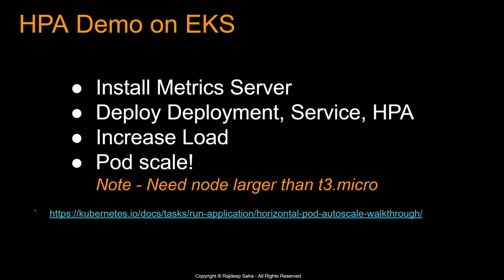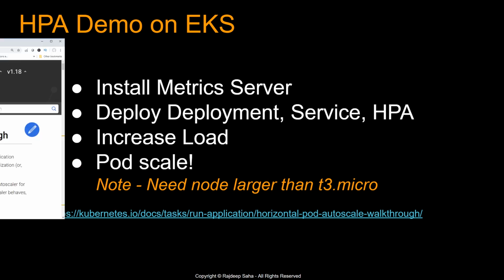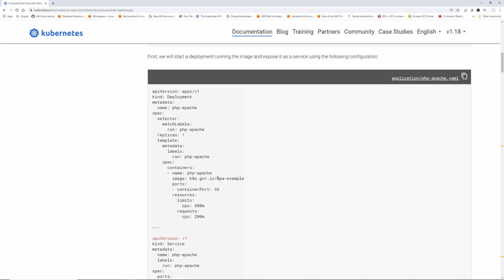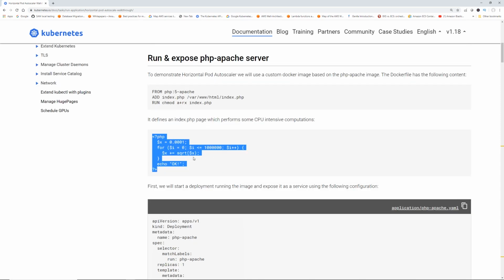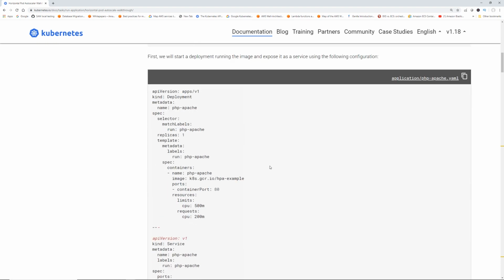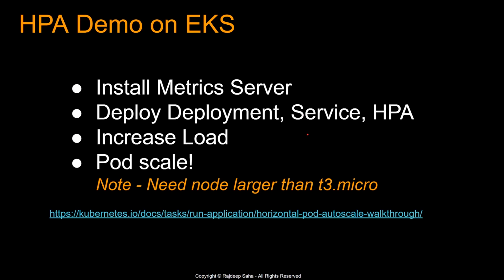And I'm using the image and the deployment file from the Kubernetes documentation. So basically, let me show you. This image, this HPA example, basically runs this loop which puts some load on your pod CPU, and then we're gonna hit it. So I get the link in the slide. All right, let's jump into the demo.